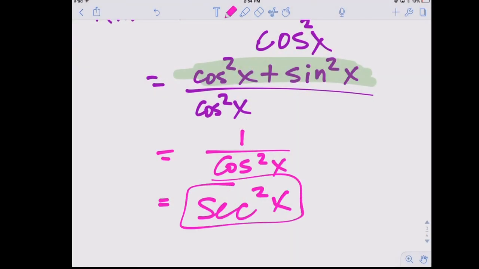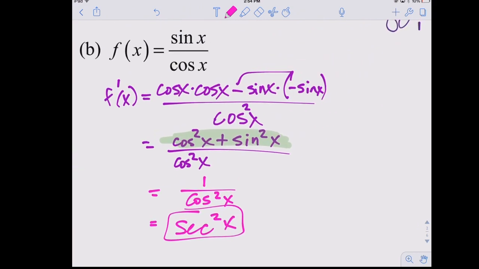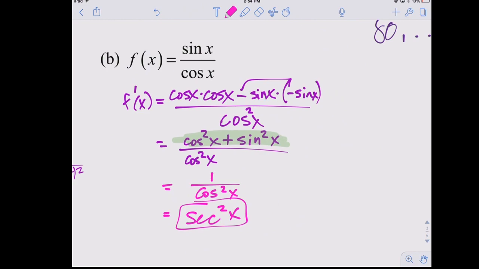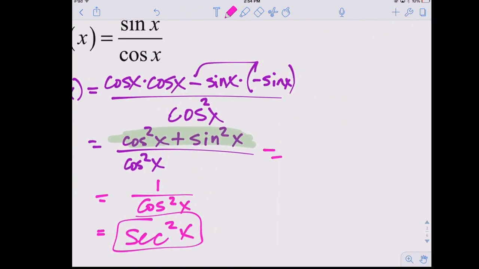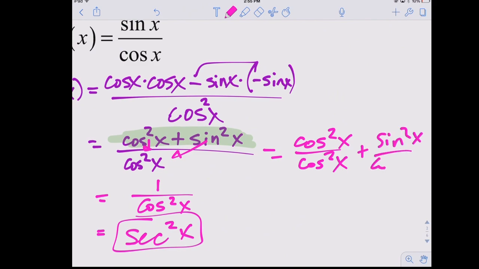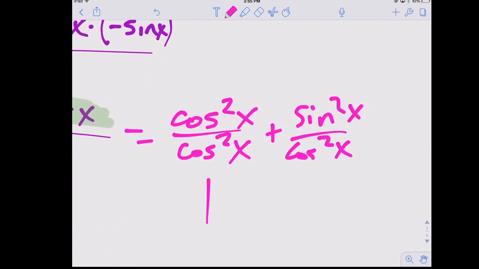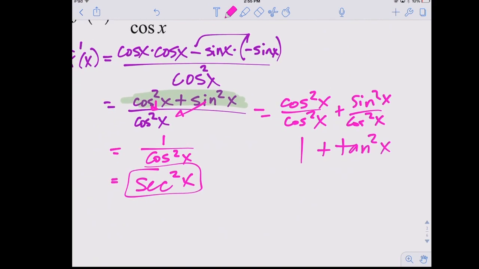Actually, this would be a multiple choice if I gave it to you like this, yes. Now, there's another way to do it. If you're heck bent on splitting it up, you could do that. You get cosine squared of x over cosine squared of x plus sine squared of x over cosine squared of x. That's legal. And now cosine squared over cosine squared is 1, and what's sine squared over cosine squared? Tangent squared. And now instead of Papa Pid, you use Baby Pid number 1, and you get secant squared.